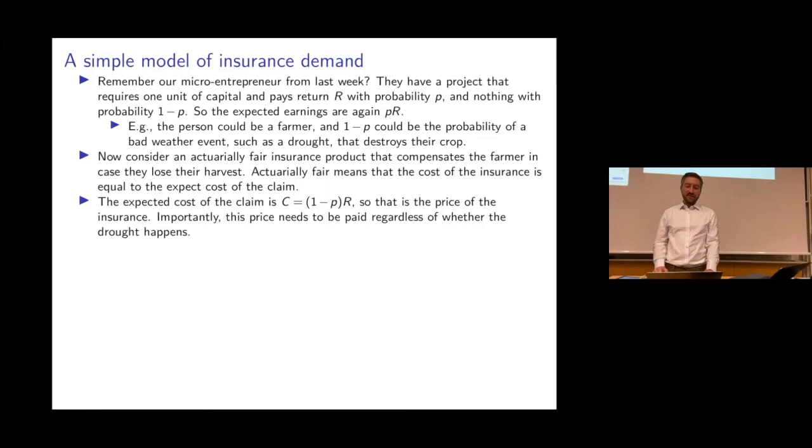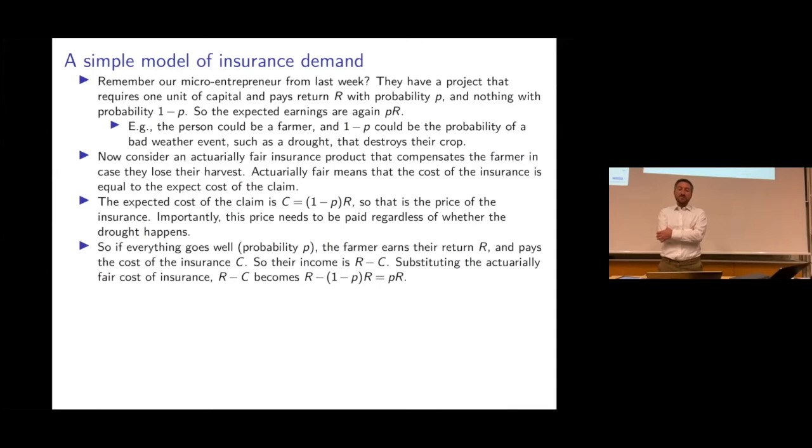Okay, so what are the payoffs to the farmer? In case everything goes well, so in the good state of the world, probability P, the farmer earns the return R, and they pay the cost of the insurance C. So their income is R minus C, and we know what C is. It's just 1 minus P times R. So substitute that in, and then that gives you P times R. Right? So R minus C, just substitute for the C, and you have P times R. That's the expected income of the farmer when they have insurance in the good state of the world. Notice that that's the same as the expected income without insurance.